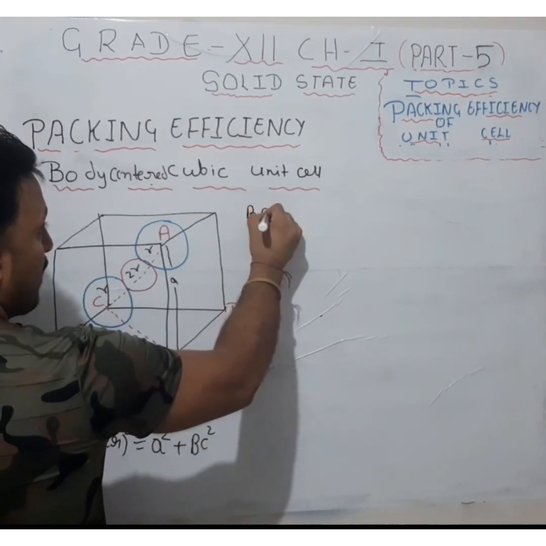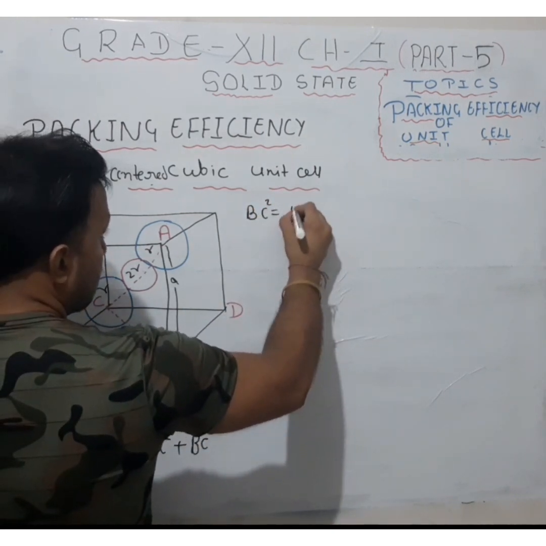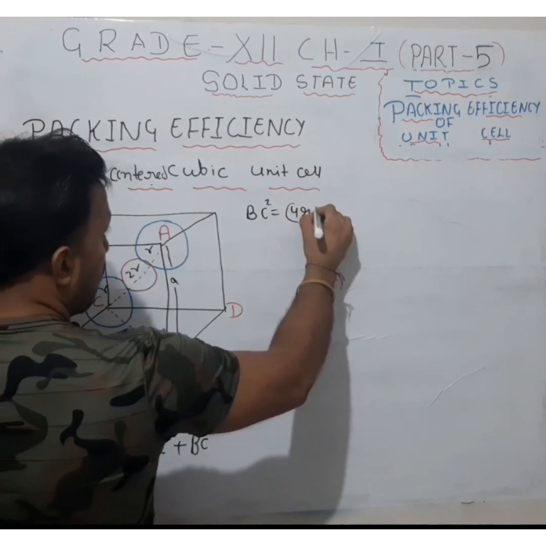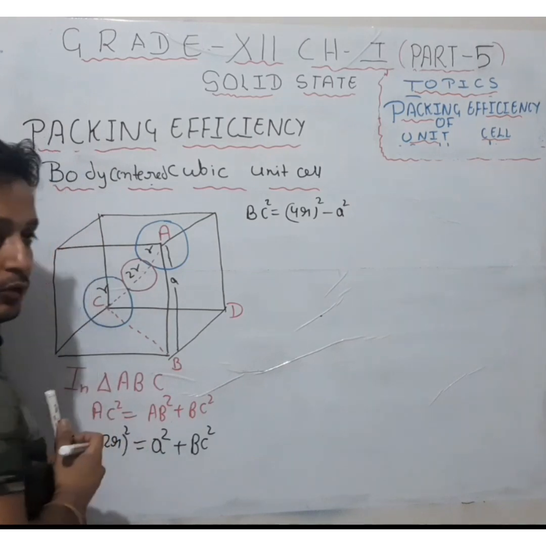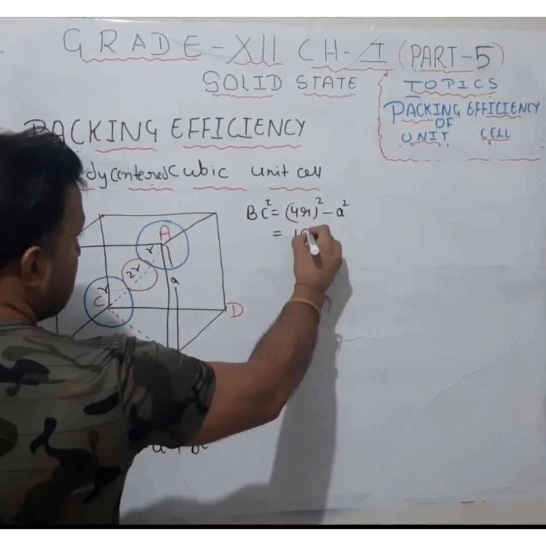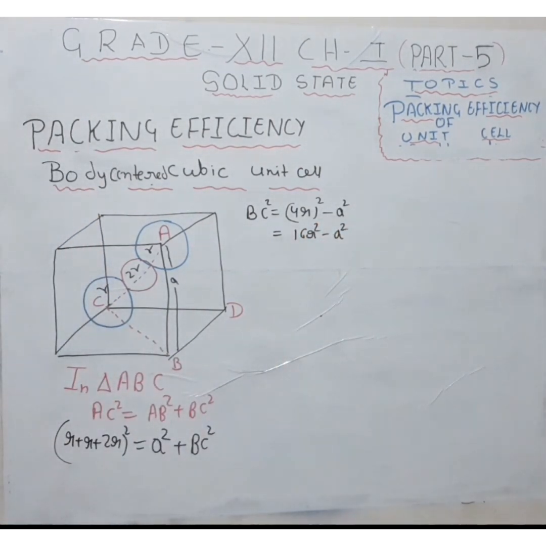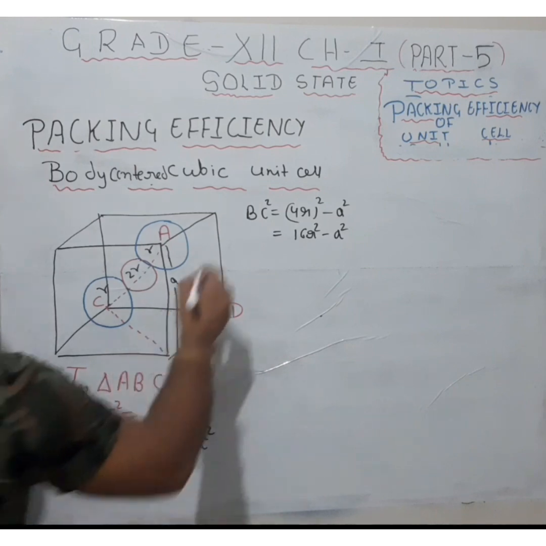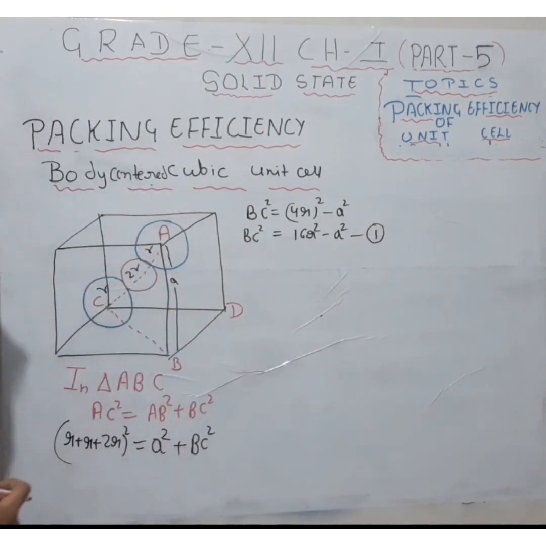So BC square now will be equivalent to (4R) whole square minus A square. Okay, or you can write it as 16R square minus A square. Okay, 16R square minus A square. So that is the value of BC we can calculate. So now we have the value of BC square. We considered this as first.